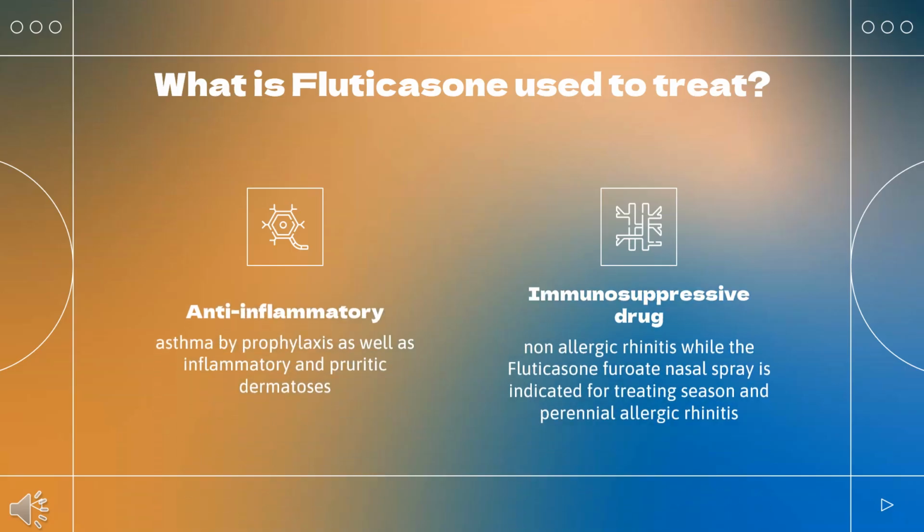What is fluticasone used to treat? Fluticasone's two esters are indicated as inhalers for the treatment and management of asthma by prophylaxis as well as inflammatory and pruritic dermatoses. A fluticasone propionate nasal spray is indicated for managing non-allergic rhinitis, while the fluticasone furoate nasal spray is indicated for treating seasonal and perennial allergic rhinitis.